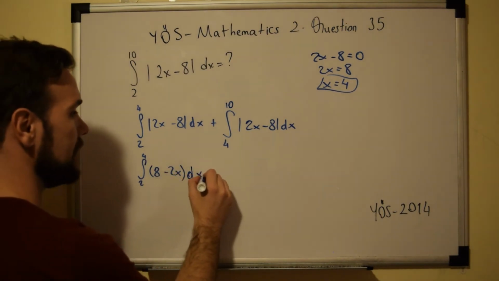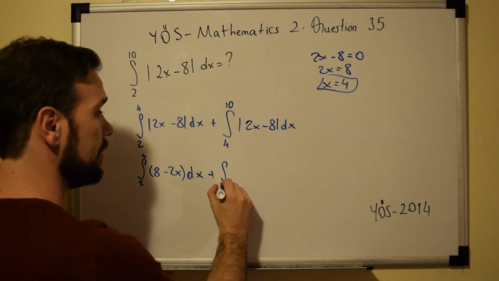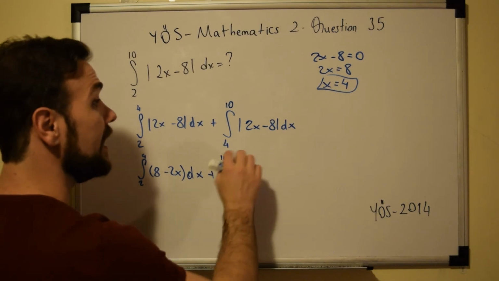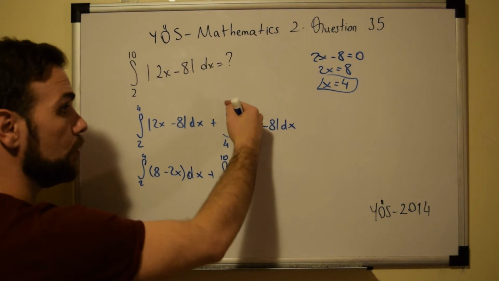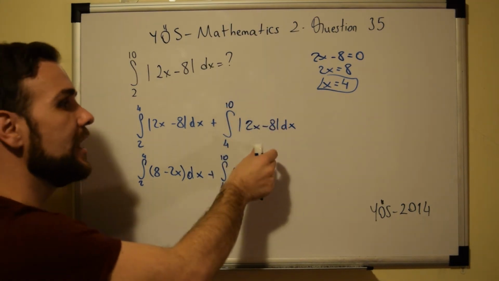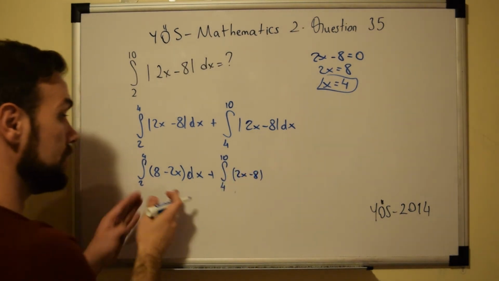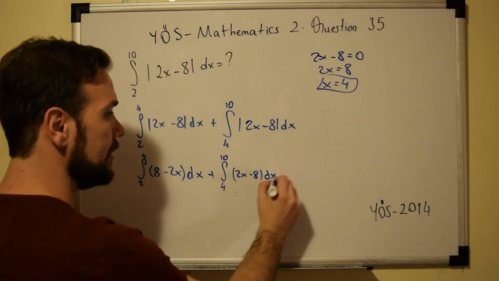Here we have times dx plus. We do the same thing over here. We have the integral from 4 to 10. Now in this case, since the values that we can give to x from 4 to 10 make this number bigger than this one, we don't have to switch. We just take the expression as it is, which is the opposite of what we had in the first integral. And this will be times dx.